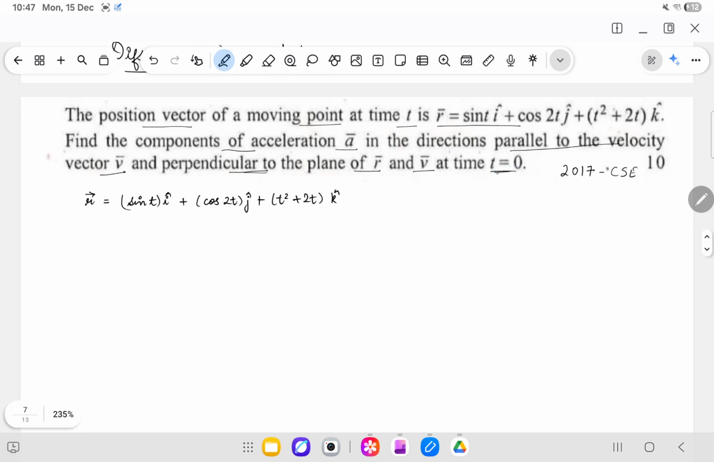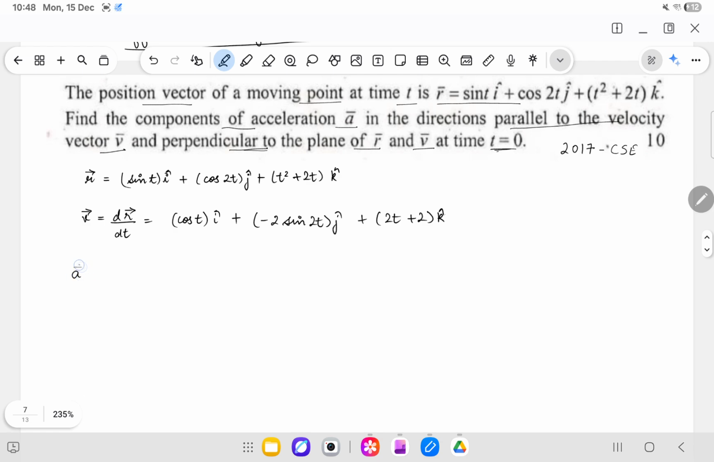So first of all, since the position vector is given to us, we need to evaluate the velocity vector and acceleration vector at any arbitrary time t. The velocity vector will be equal to the differentiation of the position vector with respect to t, which will be cos t i cap plus minus 2 sin 2t j cap plus 2t plus 2 k cap.